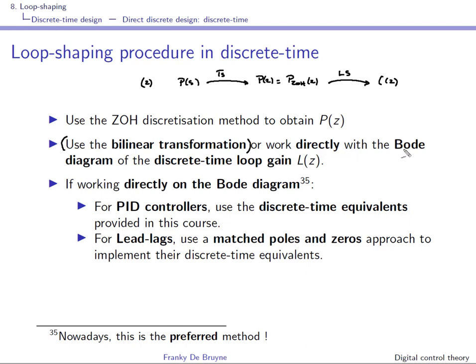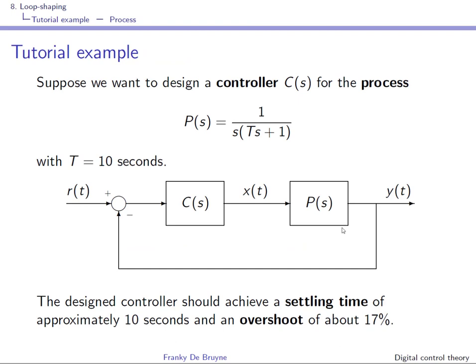So the idea is that you work directly in the Bode diagram and shape the loop gain L(z), which is equal to P(z) C(z). So if you work directly on the Bode diagram, you can work with PID controllers, and there I advise you to use the discrete time equivalents that we have presented in this course. This is section 6, and for lead lags you can use, for instance, match poles and zeros to discretize and obtain discrete time equivalents.